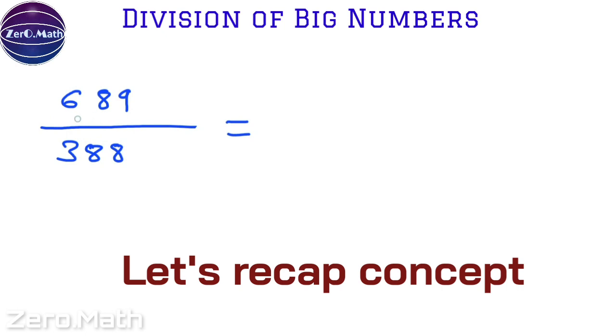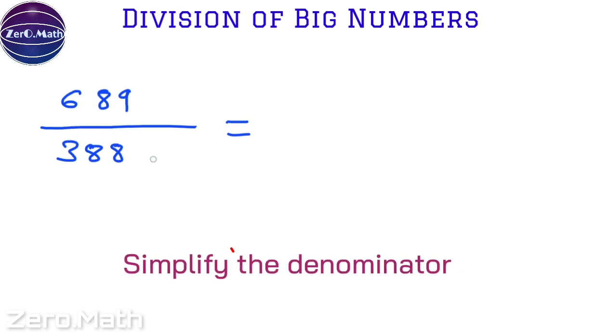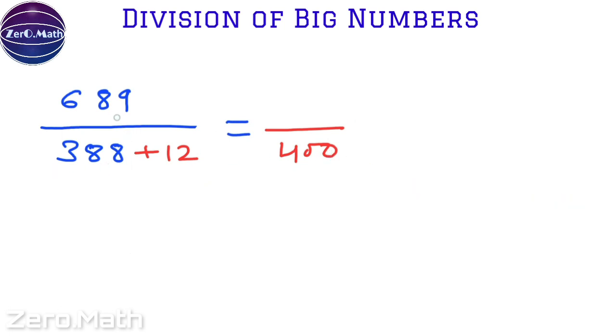Let's just quickly divide 689 by 388. So as you know, in this division method, we will first try to simplify the denominator. If I add 12 to the denominator, I'm going to get 400. And dividing by 400 is easy as compared to division by 388, isn't it?